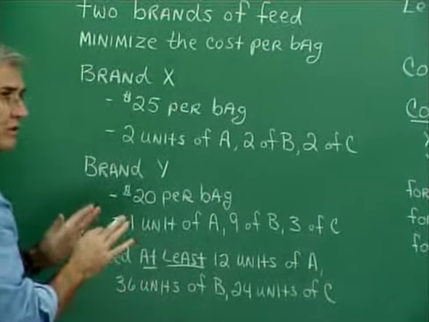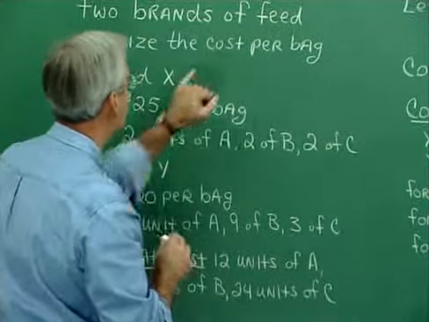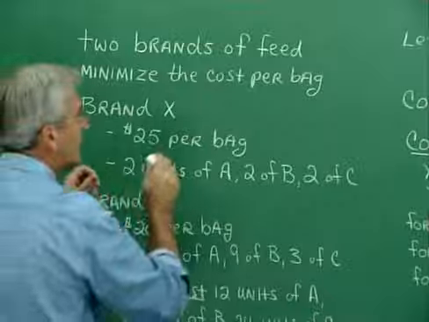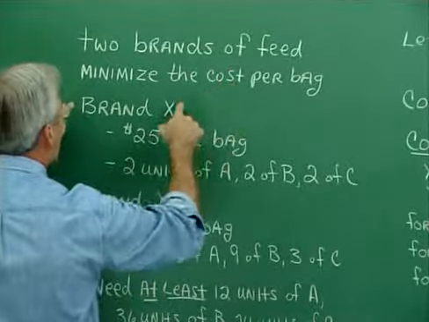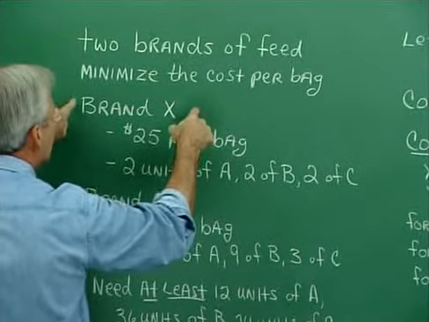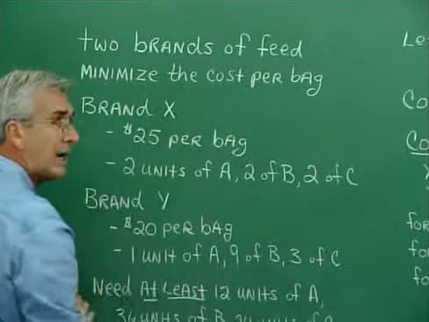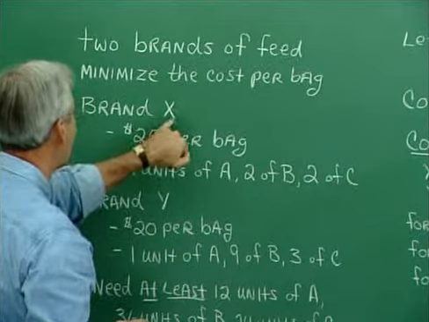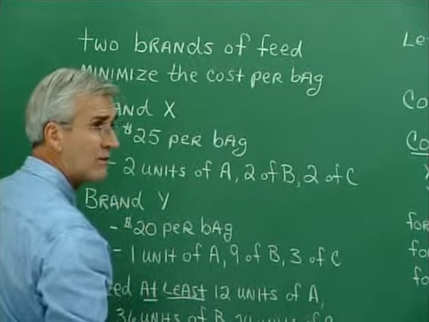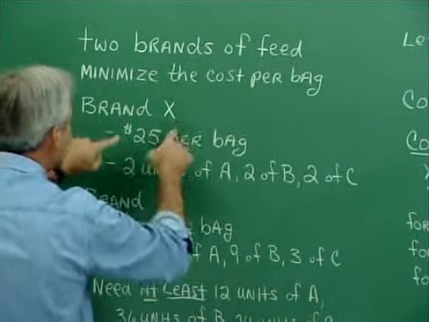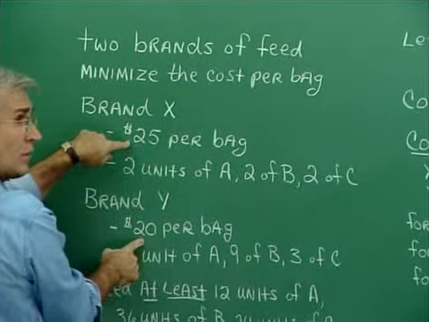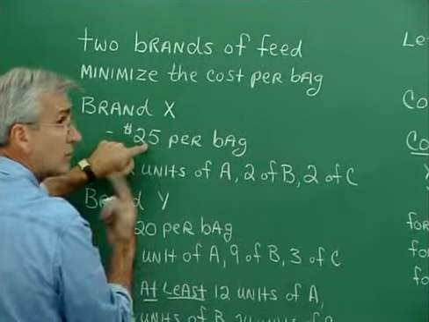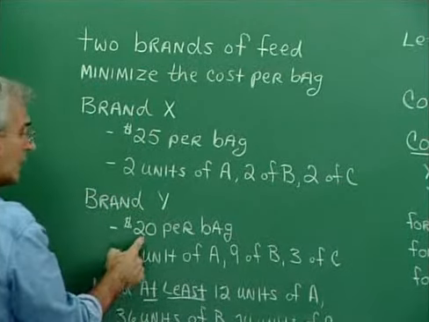All right, the objective function is the first thing we concentrate on, and it's the cost idea. Now, the cost of the feed here is the cost for the number of bags of brand X and the number of bags of brand Y. Now, we're going to let X stand for the number of bags of brand X and Y stand for the number of bags of brand Y. And these cost $25 a piece, and those cost $20 a piece. So the total cost is just going to be X times 25, or 25X, plus 20 times Y.